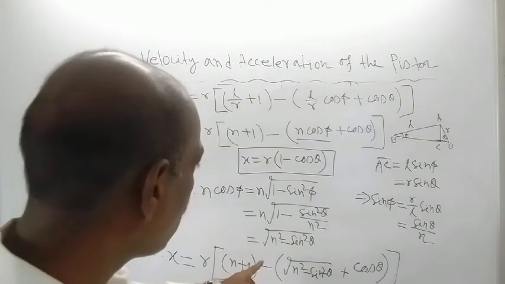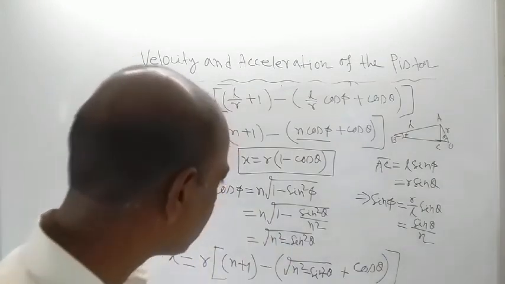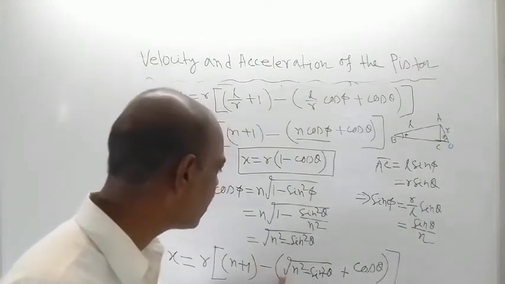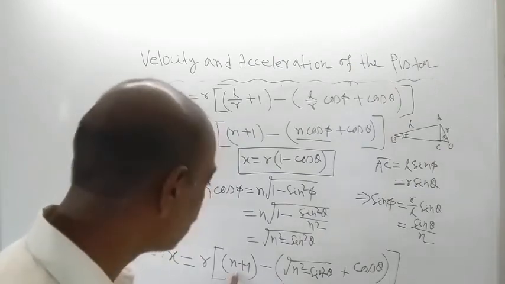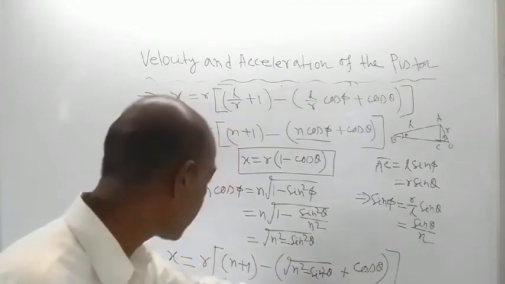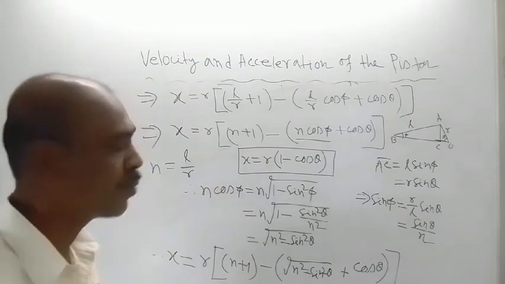Okay. So, after some simple algebraic manipulation, if you just put it to be 0, then you will get here only n. So, this n and this n are cancelled. So, you are getting only 1 minus cos theta within bracket and r is there outside the bracket. So, you will get ultimately this expression.